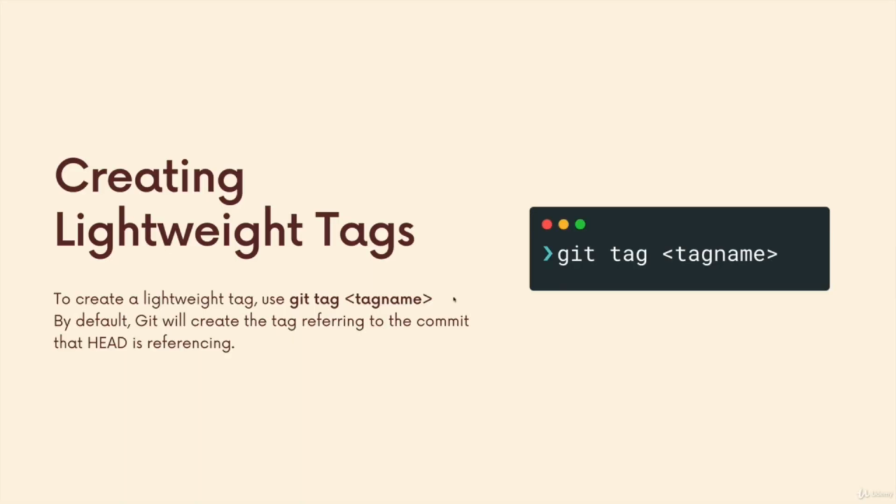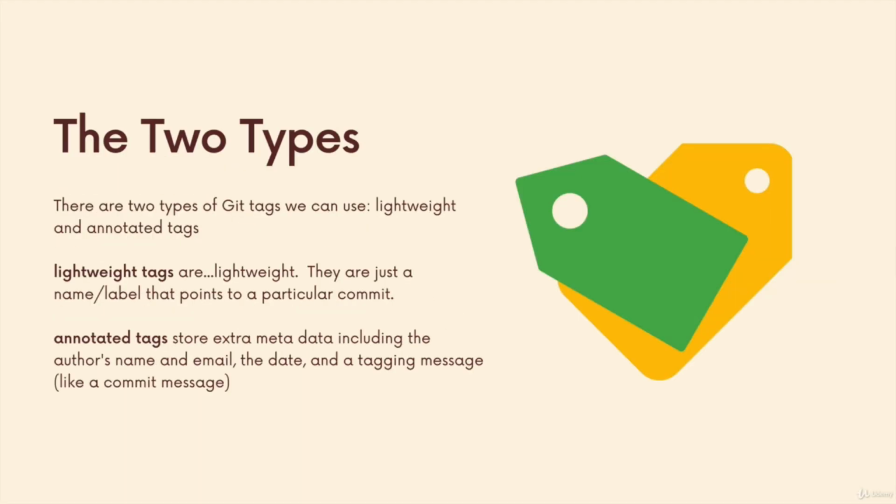Next up, we'll talk about creating tags. Now remember, there are 2 different types of tags. We'll talk about both of them. They're both very easy to make. There's lightweight tags, which are just a piece of text referring to a commit. And then there are annotated tags that have additional metadata aside from just a name, like a lightweight tag. They also include author's name and email, the date, and a detailed tagging message.